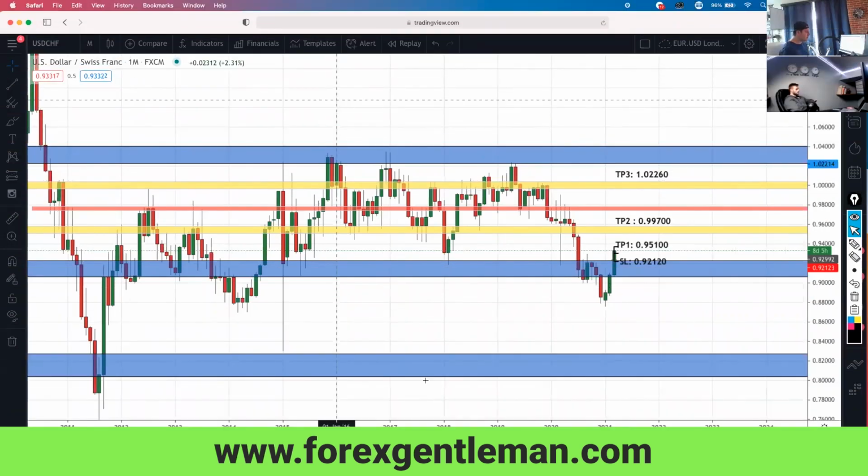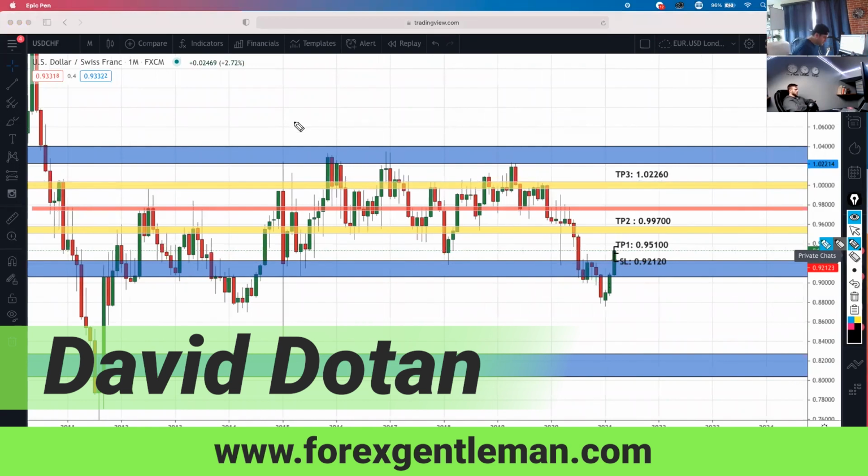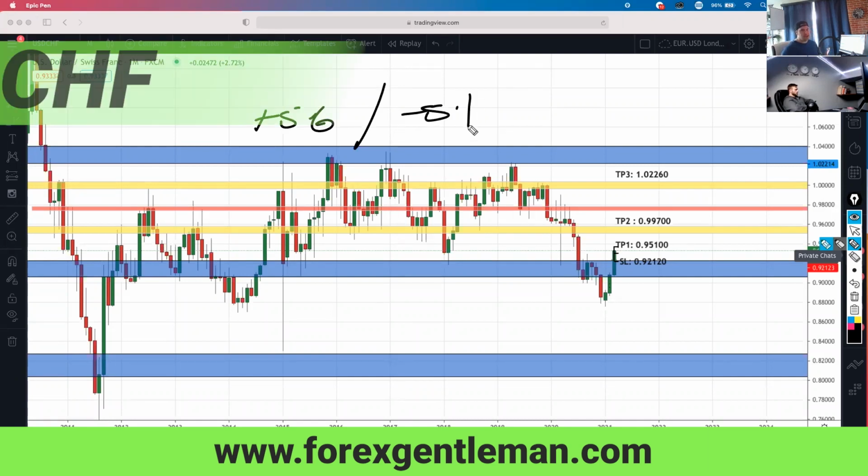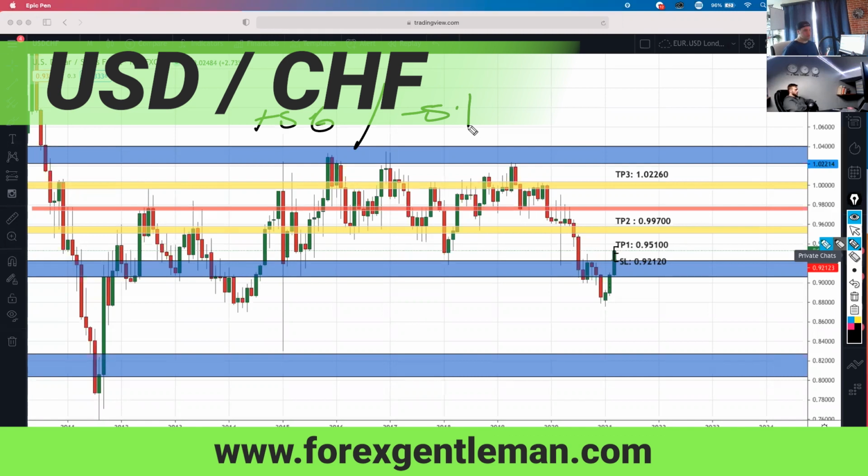All right, so the first pair we're going to talk about today is USD Swiss franc. We know that the USD is strong at a positive 5.6. The Swiss franc is weak at a negative 5.1. So as optimism is high, the Swiss franc loses strength.